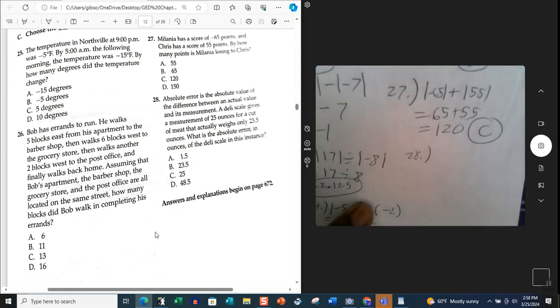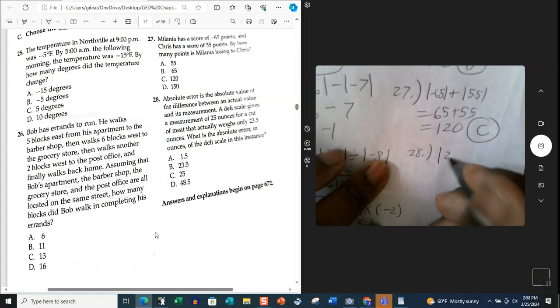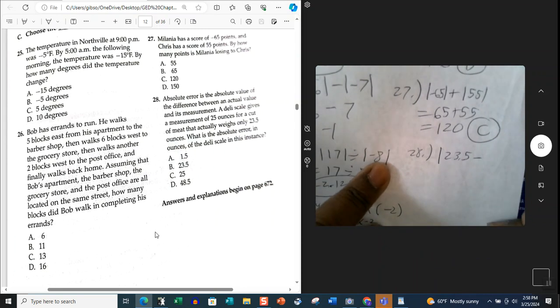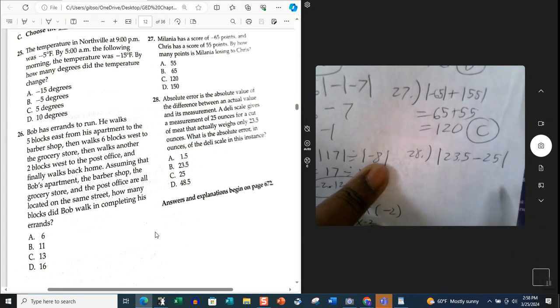Now 28. Absolute error is the absolute value of the difference between the actual value and its measurement. A deli scale gives a measurement of 25 ounces for a cut of meat that actually weighs only 23.5 ounces. What is the absolute error in ounces of the deli? So we would take the absolute value of the actual, which is 23.5, minus the measurement. So 23.5 minus 25 will give you the absolute value of negative 1.5, and the absolute value of negative 1.5 is 1.5, which is A.